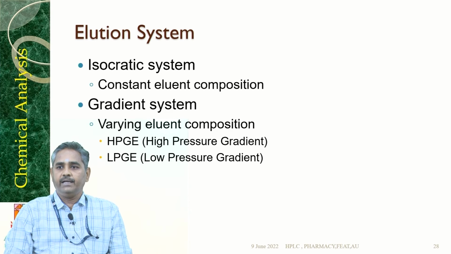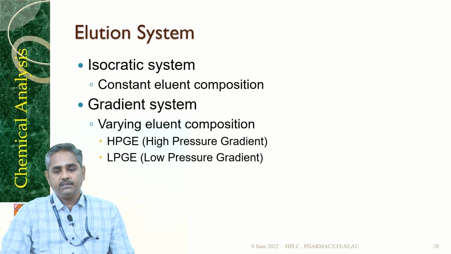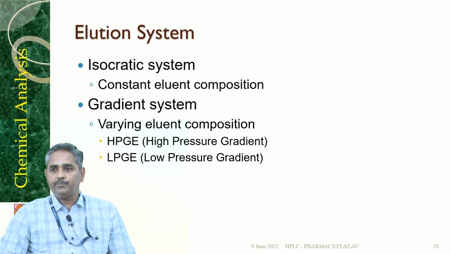Isocratic and gradient elution. Isocratic means the same solvent we are using throughout the separation, and in gradient we are using different compositions of solvent. For the first 10 minutes we will be using 50% of methanol, and for the next 10 minutes we will be using 40% of methanol. So, high pressure and low pressure gradient, two types of elution systems are present in high pressure liquid chromatography.